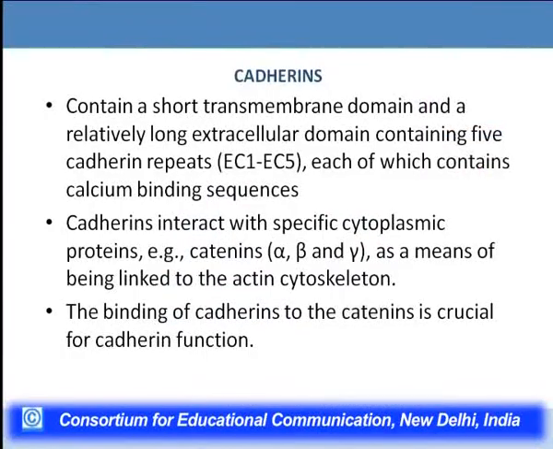And the cadherin molecules, when they are present, are bound to specific cytoplasmic proteins like catenins, of which there are a number of types like alpha catenin, beta catenin, and gamma catenin. The cytoplasmic tails of cadherins are bound to proteins known as catenin, which are then linked to cytoskeleton molecules like actin or intermediate filament.